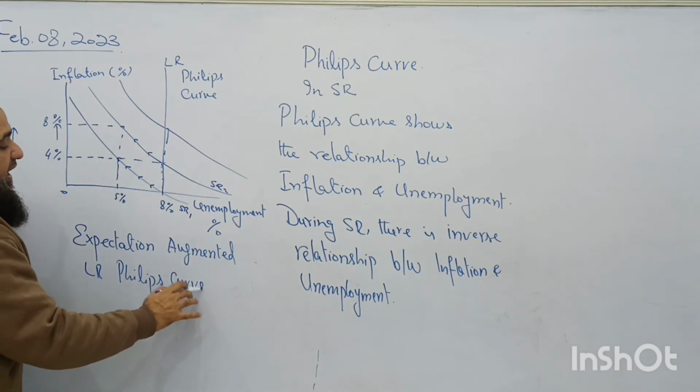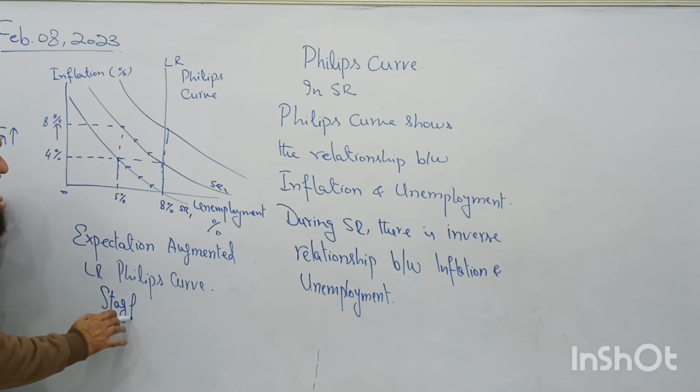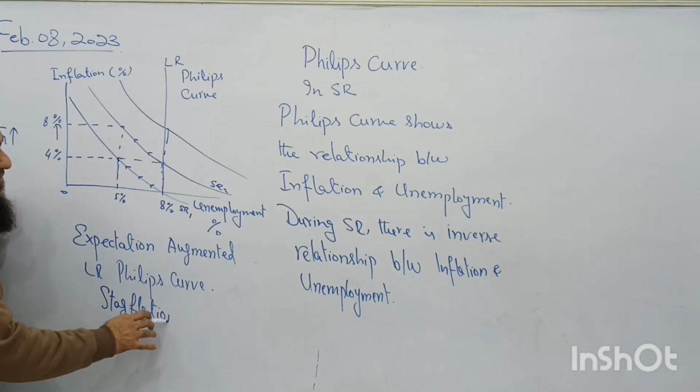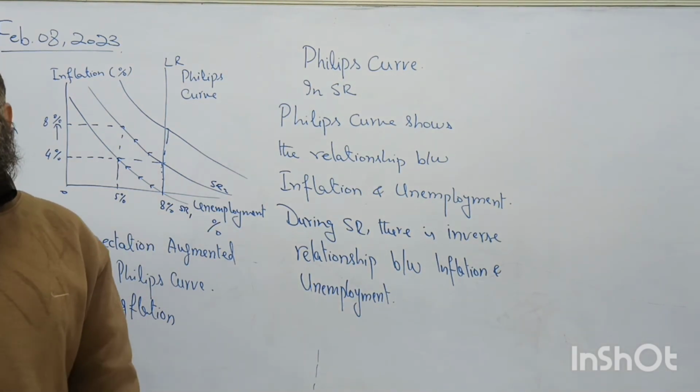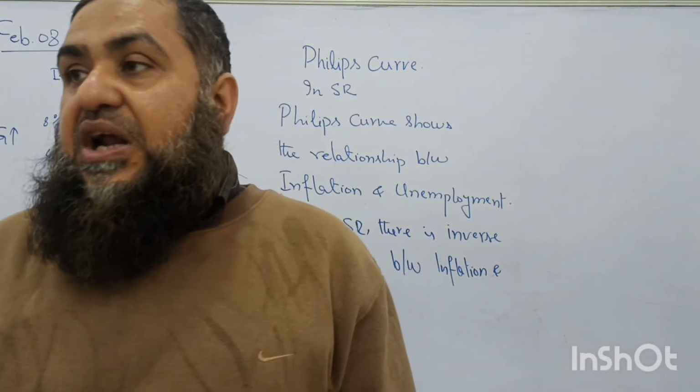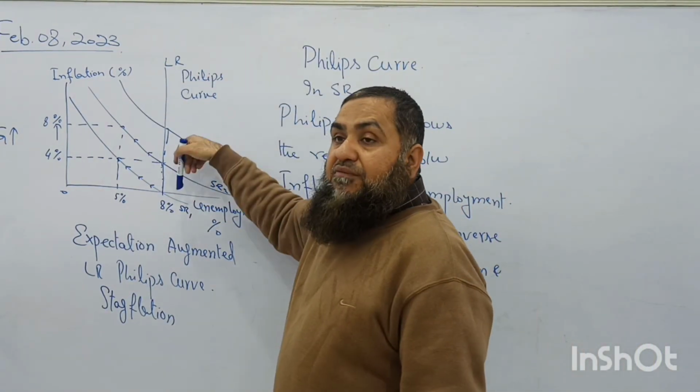Phillips curve. During the long run, when expectations are reformed by the workers and by the entrepreneurs, unemployment, instead of decreasing, is also increasing. It is called stagflation. What do you mean by stagflation? Stagflation means now inflation and unemployment are coexisting. So during the long run, the Phillips curve will become vertical.